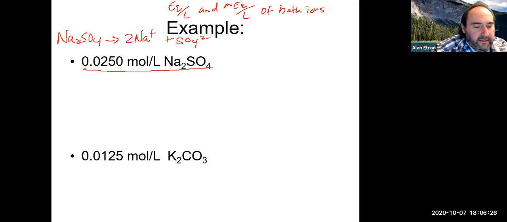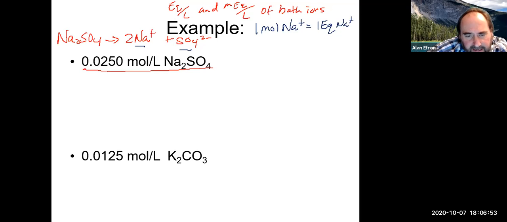Now, when I look at each of these, I could come up with my equivalent relationships for each of those ions. So we're going to be looking at each of those ions separately: the sodium ion and the sulfate ion. If I do the sodium like I did on the other side, I could say in every 1 mole of sodium ions, there is 1 equivalent of sodium ions. And again, that comes from the charge. The charge is +1, so there's 1 equivalent.